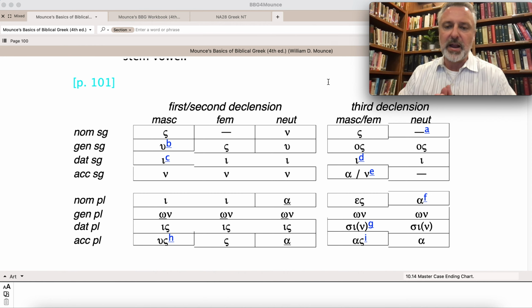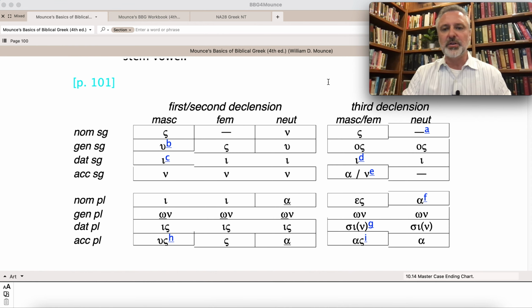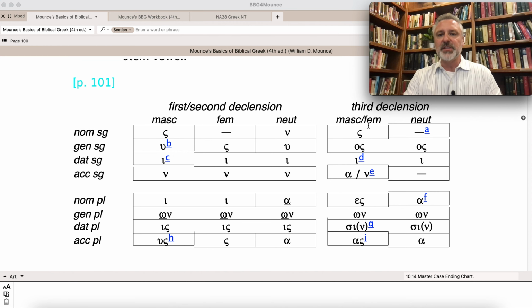I also want to point out that the majority of these endings are actually the same as from the first and second declension. There are a handful that are unique. All right, so let's walk through what these are. Third declension endings, nominative singular. If it is masculine or feminine, it will take a sigma, which is very similar over here to the nominative singular in the masculine. So third declension words, masculine or feminine, will take a sigma.